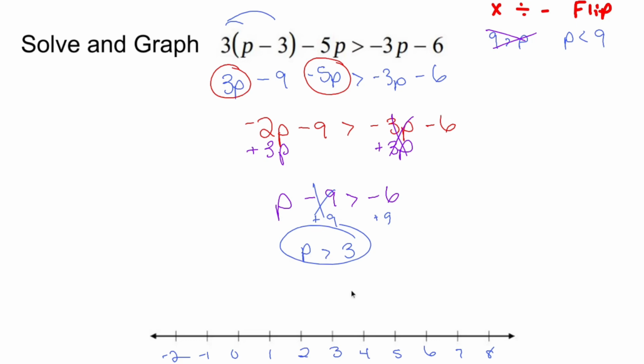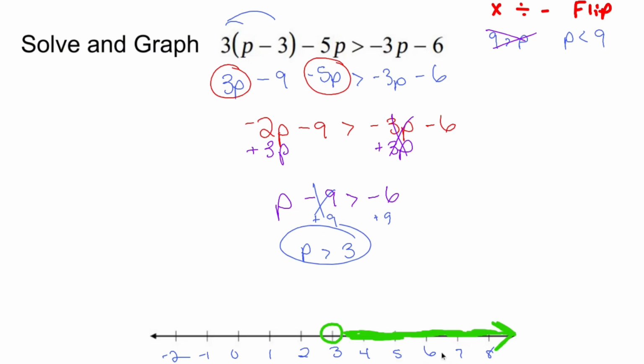So p is greater than 3 means we circle 3. Don't fill it in because if you have it filled in, it means you're including 3, and we don't want to do that. Since p is greater than 3, we're going to shade to the right of it. This is saying all of my numbers that are bigger than 3 are going to be covered by this green line. And since I'm going to put a big arrow here, that's going to go on forever.